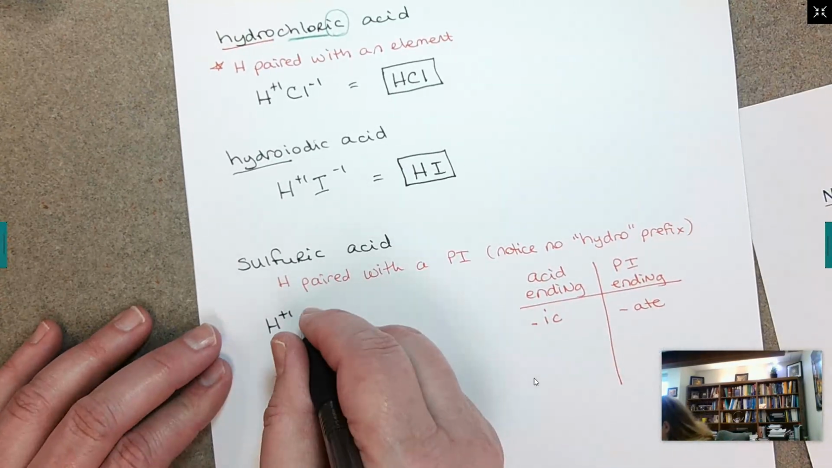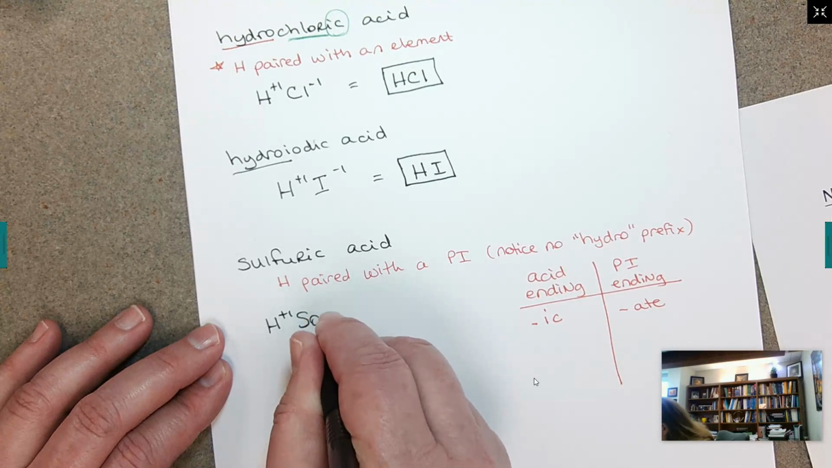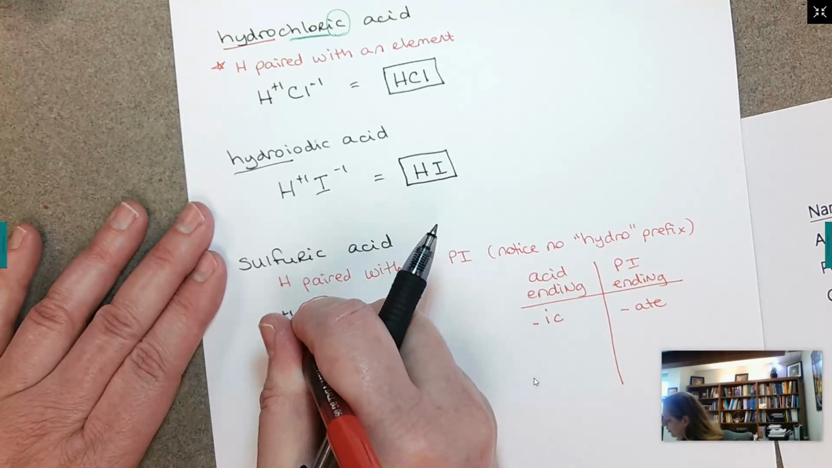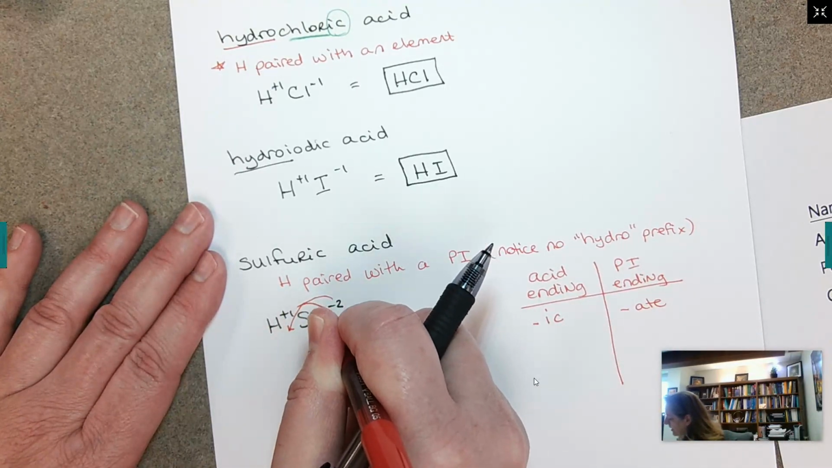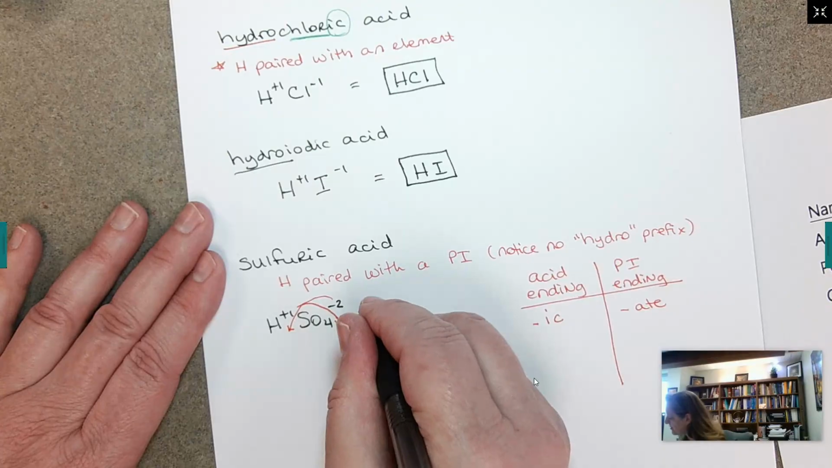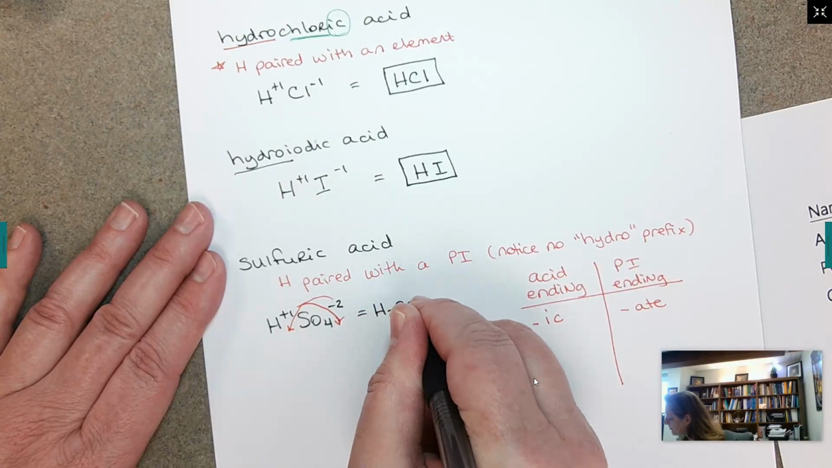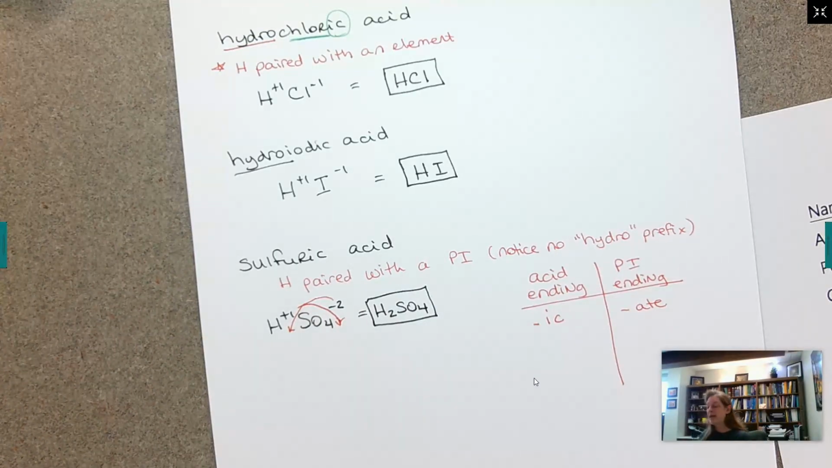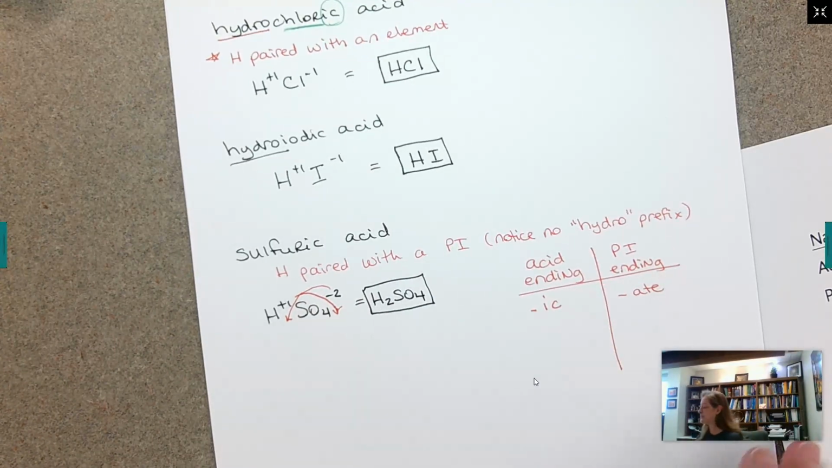So we're going to write the symbol and charge for sulfate, SO4 -2. Now, you're going to flip-flop that, symbol and charge, crisscross reduce. So we're going to bring the 2 over here, and the 1 is going to go over here. So our formula is going to be H2SO4, sulfuric.